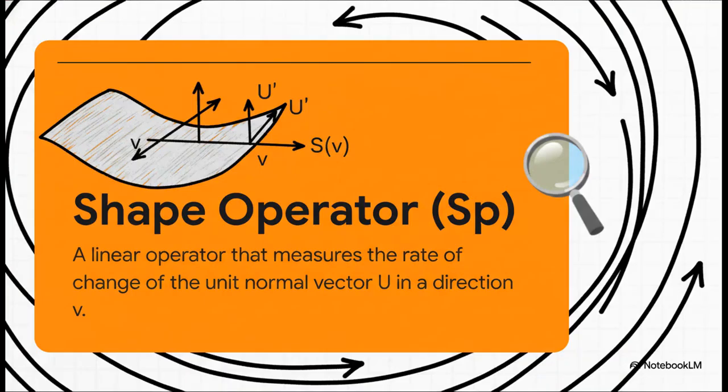Okay, so here's the deal. The shape operator, we'll just call it S, works like this. You feed it a direction you want to travel along the surface. That's our tangent vector v. And boom, it spits out another vector. And that new vector tells you precisely how the normal vector u is tipping over as you move. That resulting tilt is the measure of the surface's curve in that direction.